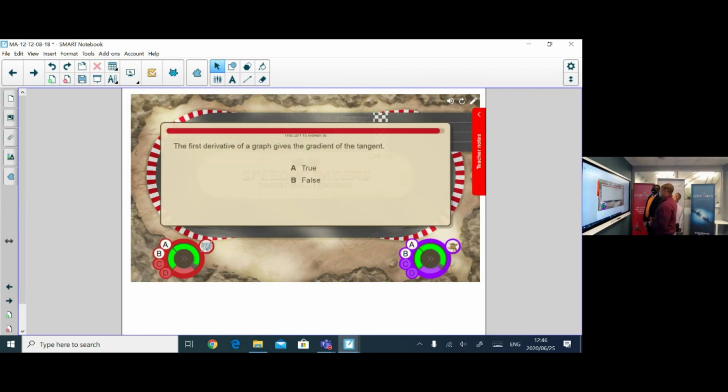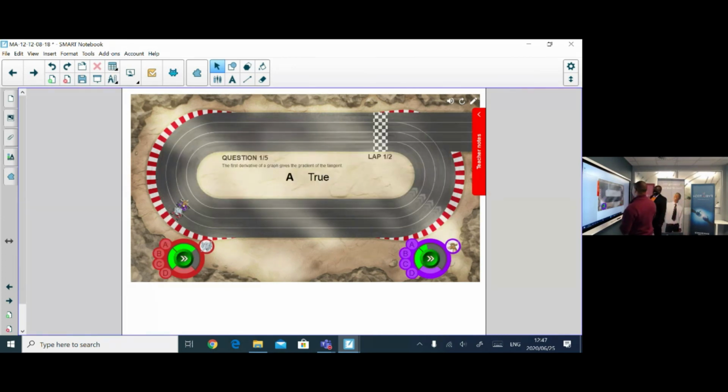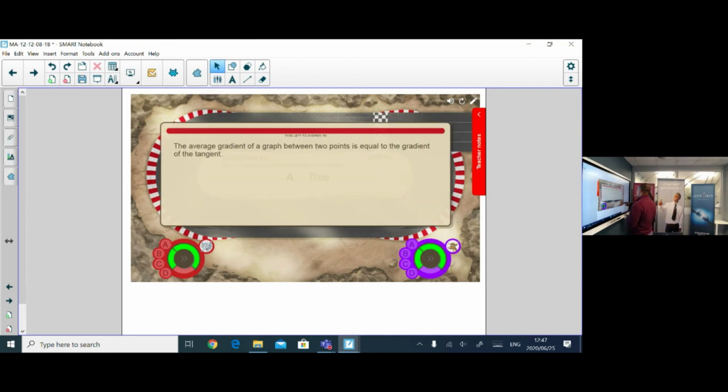The first derivative of a graph gives the gradient of the tangent, true or false, A or B. So I'll just go with any one of those. So let's see what will happen. Oh, we all chose A. Fine. Second question is coming through. So A was correct. The first derivative of a graph is also the tangent.